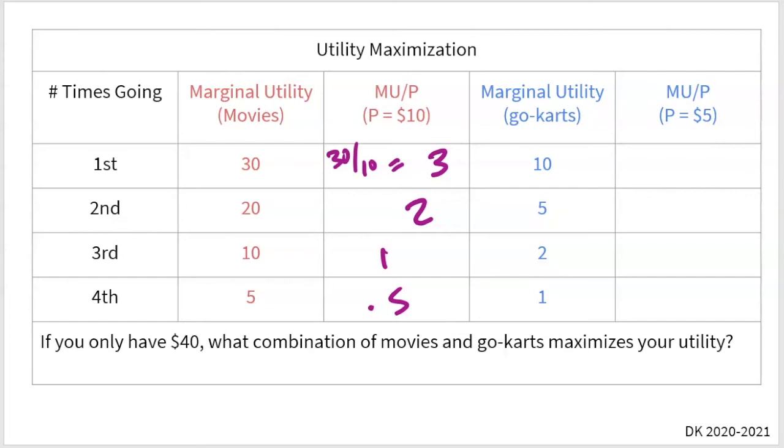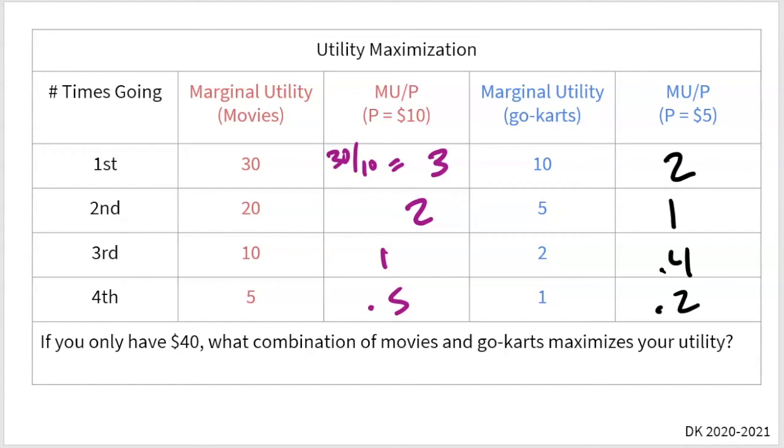Then for go-karts, we're doing pretty much the same thing. It's 10 over 5, which is 2, 5 over 5, which is 1, 2 over 5, which is 0.4, and 1 over 5, which is 0.2. So here, if we only have $40, what is the combination of movies and go-karts that maximizes our utility here?